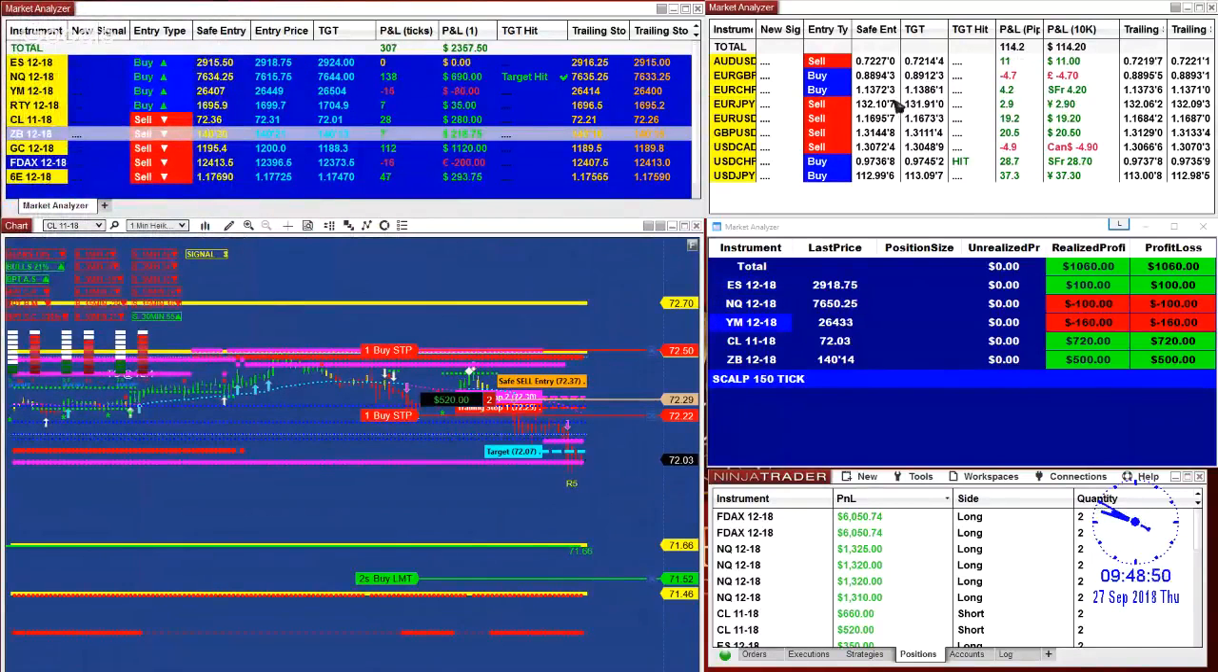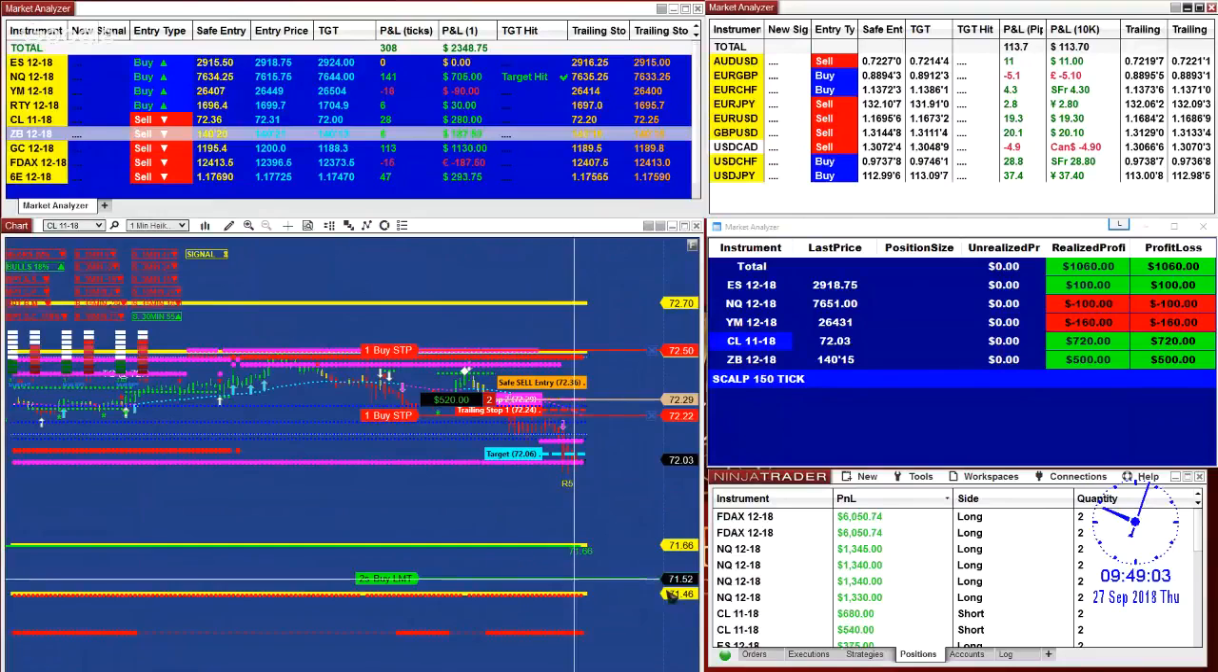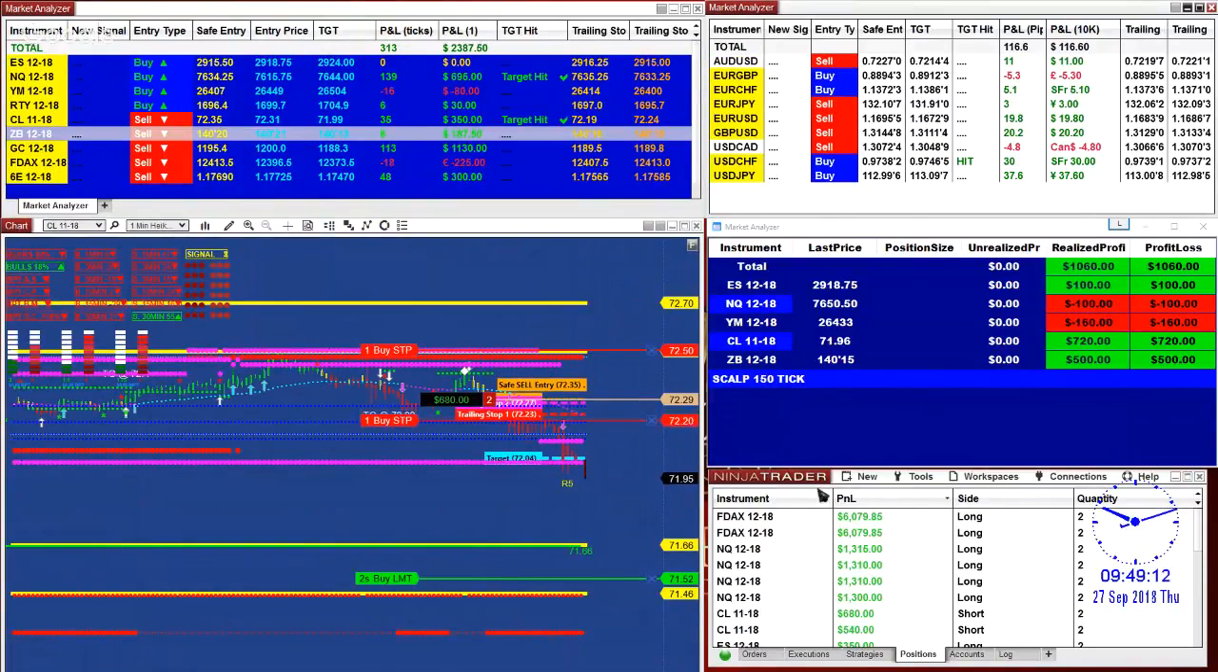The same story here on the Forex. You get the 1 minute signal, the direction, entry price, target, trailing stop one, and trailing stop two. The blue market analyzer here is the scalper. And then at the bottom here, it is the NinjaTrader.